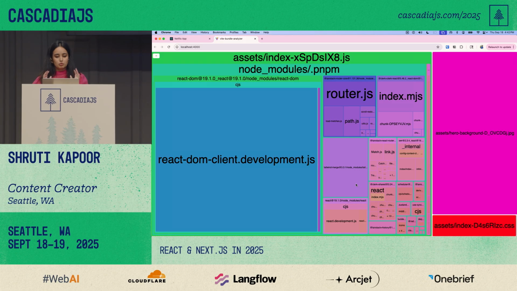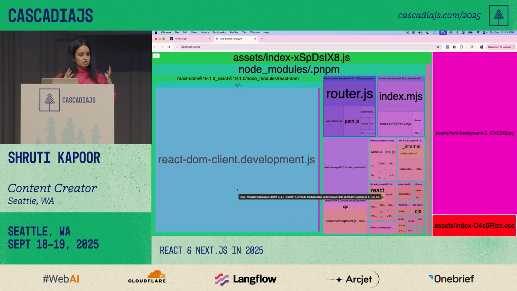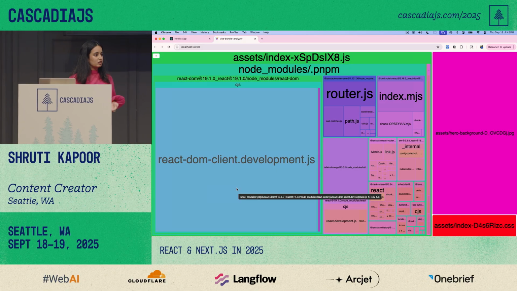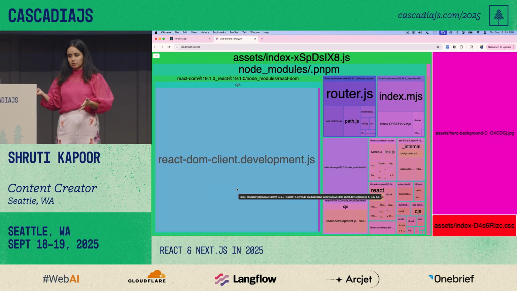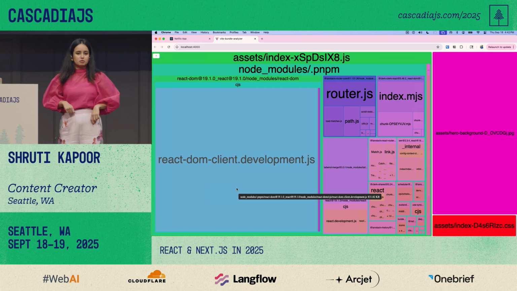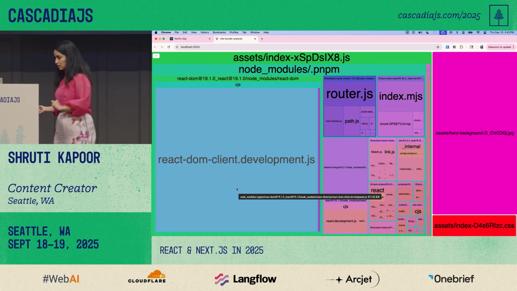This is what my current bundle looks like. On the left side is the biggest block, which is React DOM client development. If you look at your console, it'll probably give you an error as well, which says do not use React DOM development for production mode, which is fine. I'm in development mode. I don't need to worry about this right now.